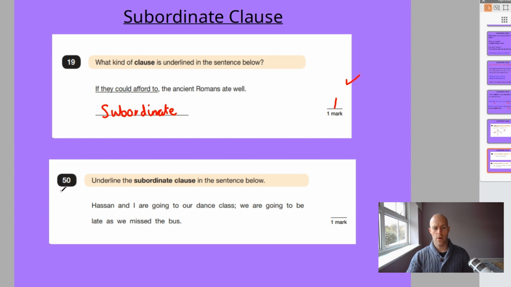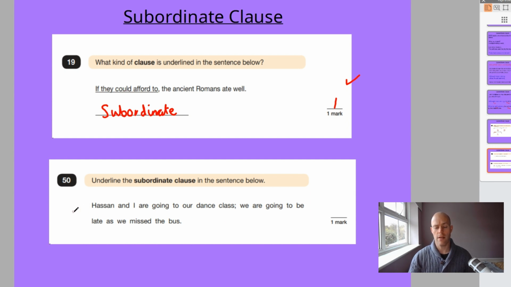And then the end one, question 50. So this would be the last question in an EGPS paper, just to keep you on your toes. Underline the subordinate clause in the sentence below. Don't get drawn into the fact that it isn't always bracketed by a comma. So I've got a comma in the middle of this sentence here. It doesn't always work like that, and we'll see this example here.